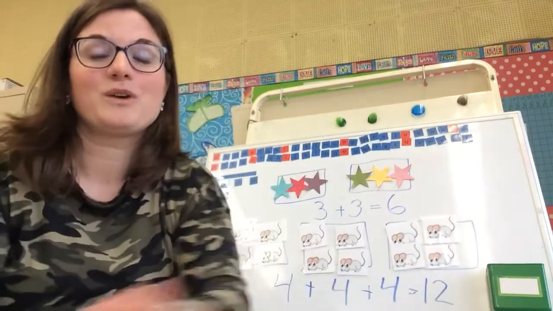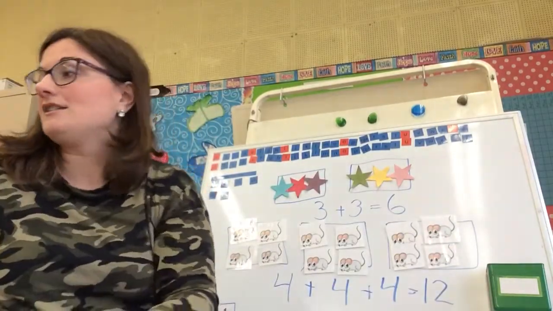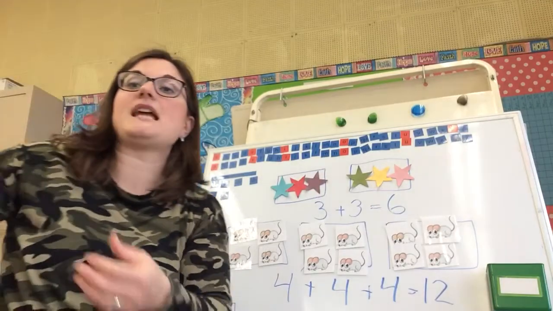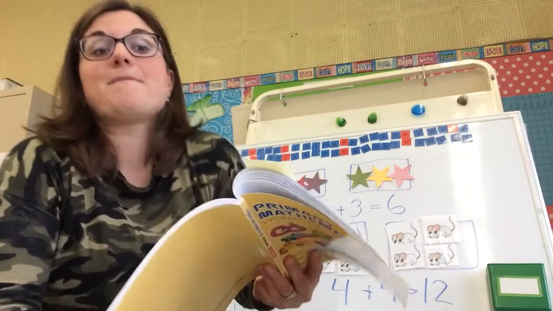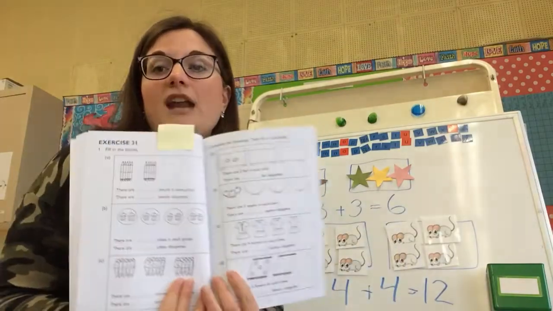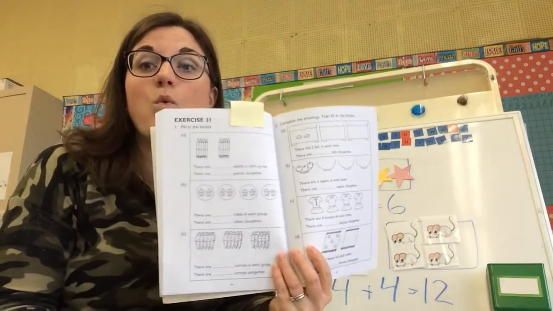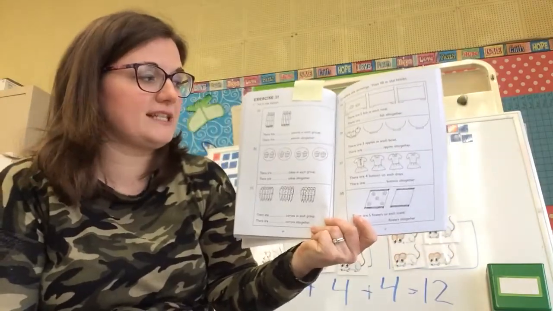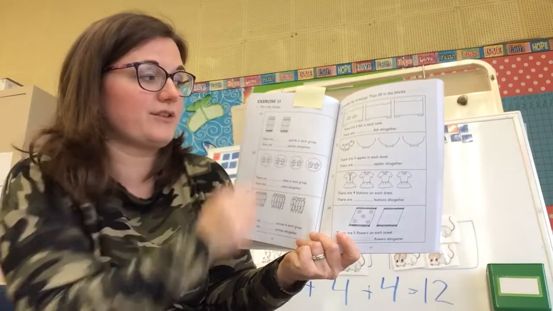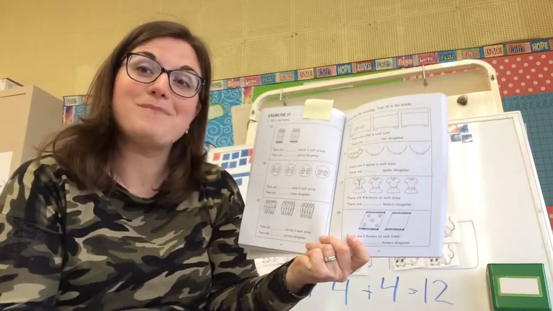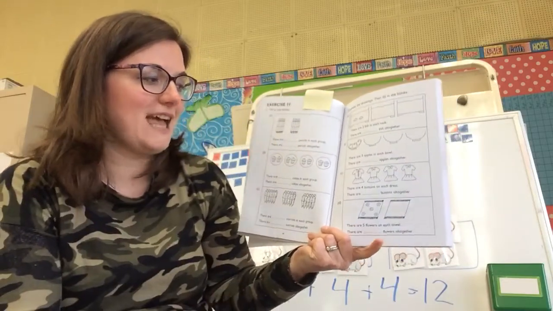So today in your workbook, we're going to keep going where we talk about equal groups. You're going to skip exercise 30 for today. We'll come back to it. You're going to start at exercise 31 today. You're going to see pictures, and it's going to ask you how many are in each group. So how many pencils are there in each group? And then how many pencils are there all together?